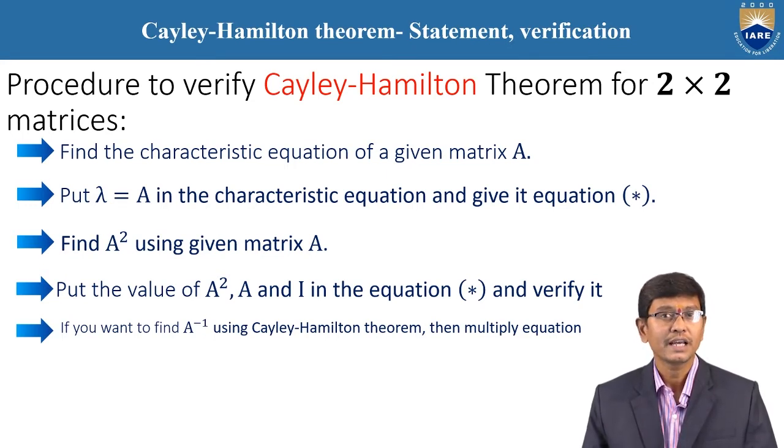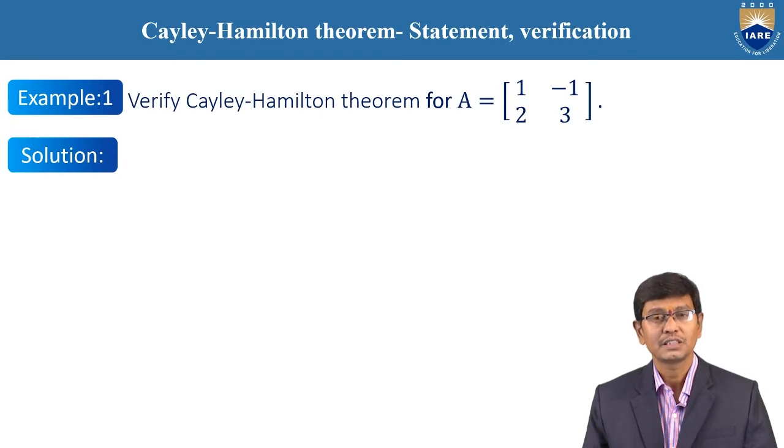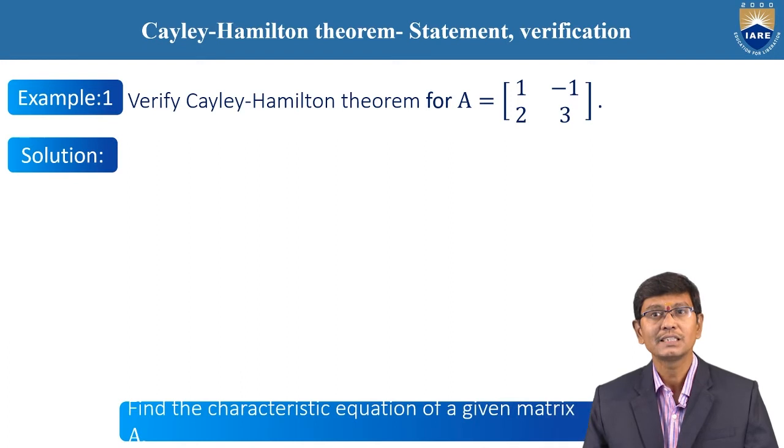If you want to find A inverse using the Cayley Hamilton theorem, then multiply the star equation by A inverse, and you can find the inverse of the matrix. Now we first verify the Cayley Hamilton theorem. One of the problems: assume A is equal to 1, minus 1, 2, 3. Here the order of the given matrix is 2 by 2 only.